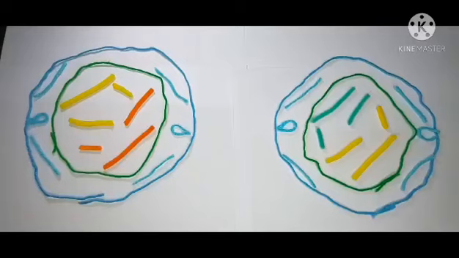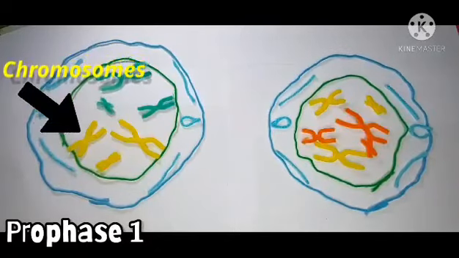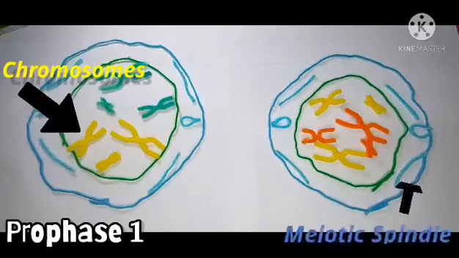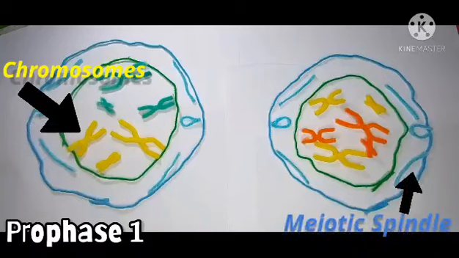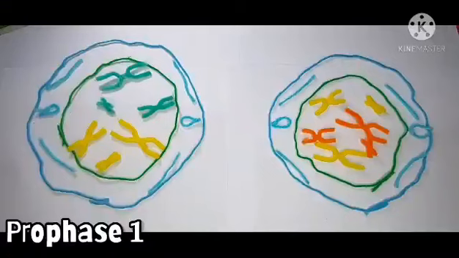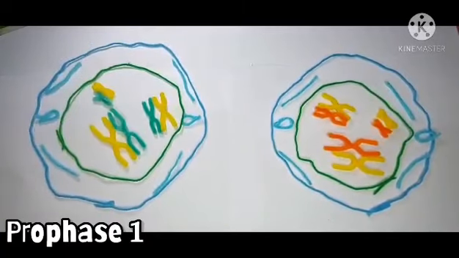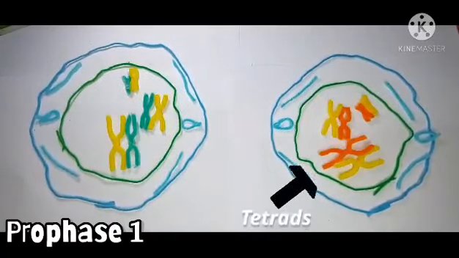The first phase starts with prophase 1, where the complex of DNA and protein, known as chromatin, condenses to form chromosomes. A large structure called the meiotic spindle also forms from long proteins called microtubules on each side, or pole, of the cells. Between prophase 1 and metaphase 1, the pairs of homologous chromosomes form tetrads.